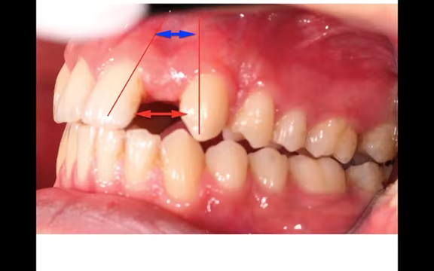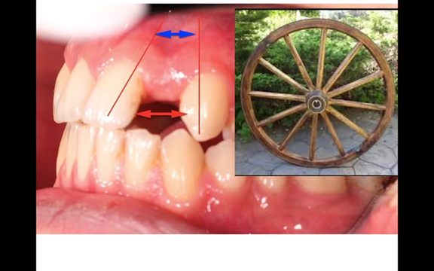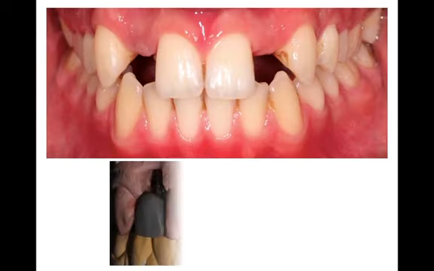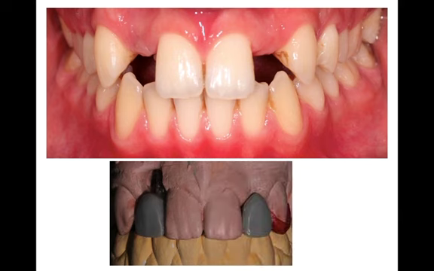So what is the wagon wheel effect? When you push the teeth away from the bottom, the roots will meet at the top. And now if the orthodontist or the prosthodontist tries to place an implant, he can't do that. And that's what happened with this patient. Implant on the left and Maryland bridge on the right.